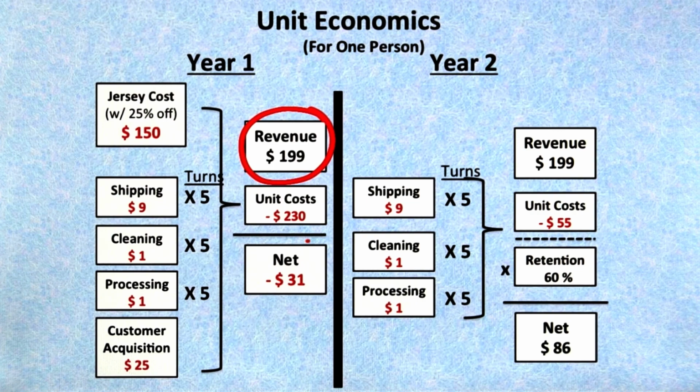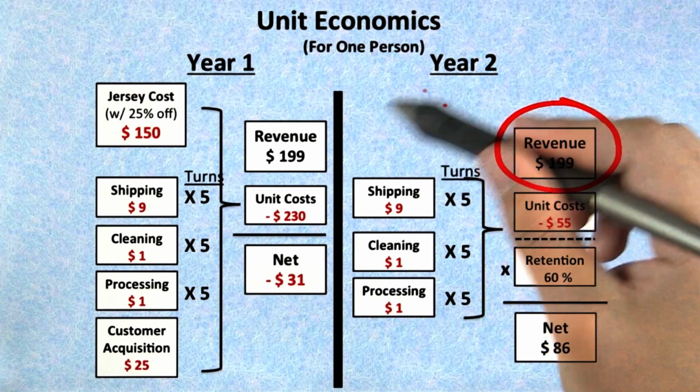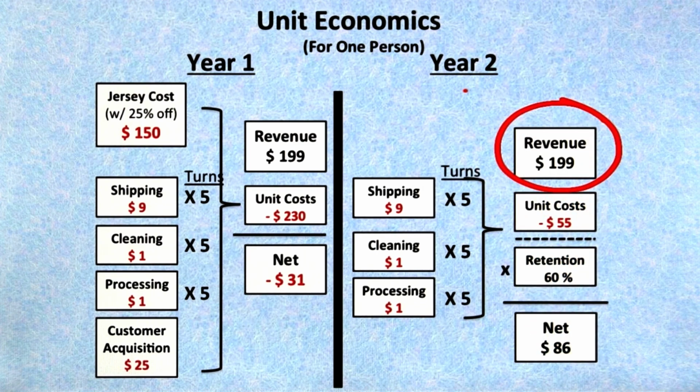Well, remember, this is to acquire a customer. But what you need to look at is the customer lifetime value. What happens when this customer renews for the next year? Well, in the next year, you don't have that jersey cost because you're still turning that jersey. He might have only used it 2 or 3 or 4 times. And you don't have the customer acquisition cost because you already acquired that customer. You still have your shipping, cleaning, and processing costs, but your unit costs are now $55. And if you get 60% retention, your net for those customers who stay longer than a year is $86.